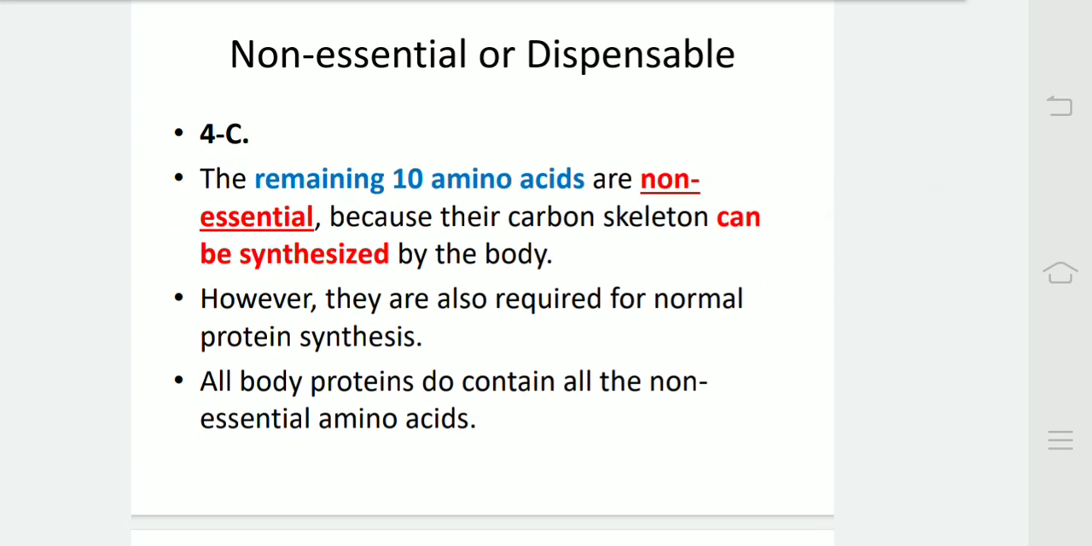Non-essential or dispensable amino acids. The remaining 10 amino acids are non-essential because their carbon skeleton can be synthesized in the body. However, they are also required for normal protein synthesis. All body proteins do contain all the non-essential amino acids.